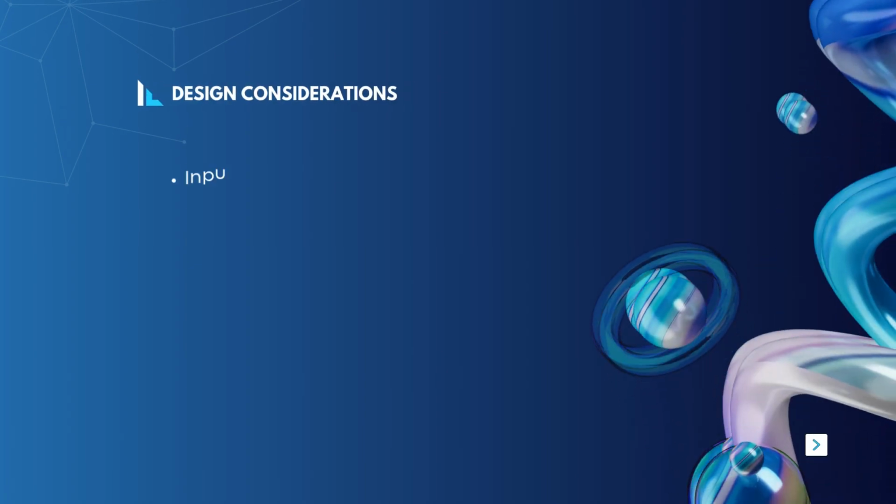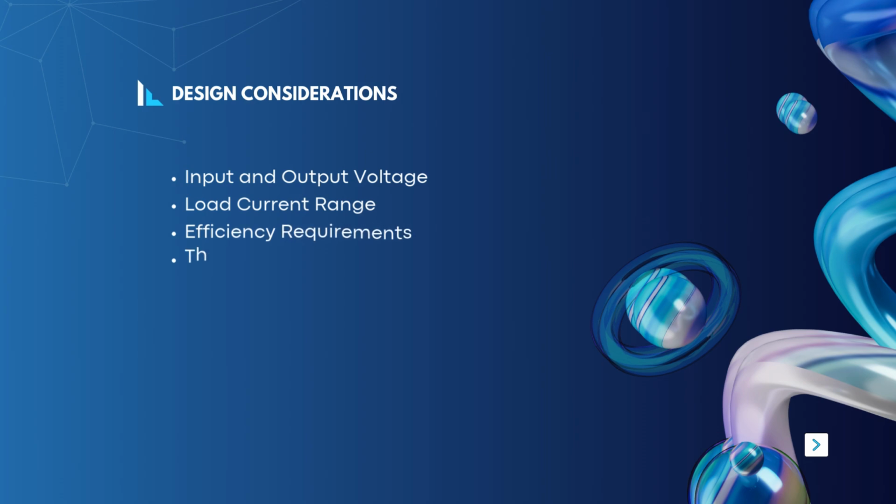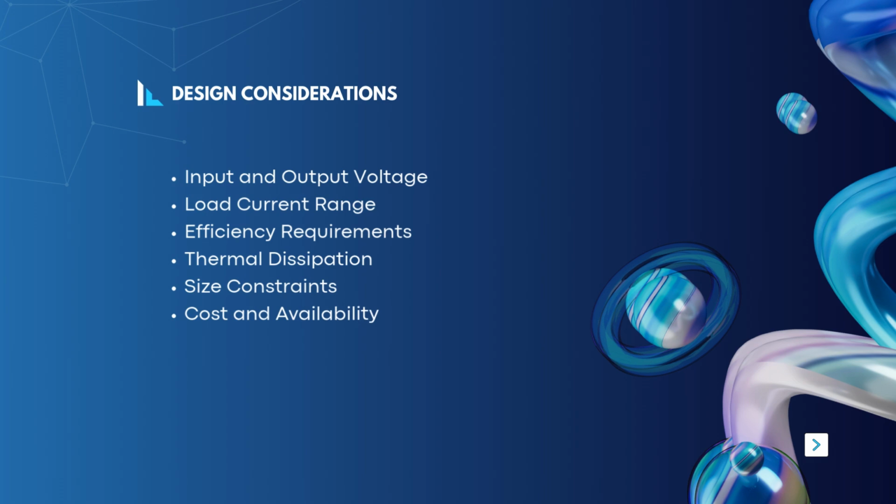When designing a power supply, keep these in mind: input and output voltage, load current range, efficiency requirements, thermal dissipation, size constraints, cost and availability. For example, if your microcontroller needs 3.3V and your source is a 12V adapter, a buck converter is better than a linear one to avoid heating. Also, always check datasheets for current ratings, dropout voltage in LDOs, and thermal ratings.